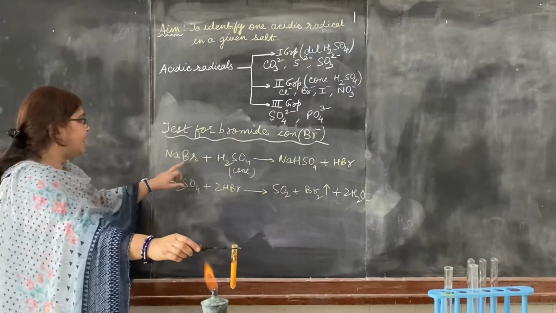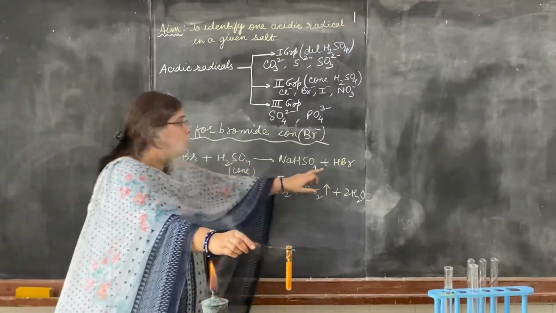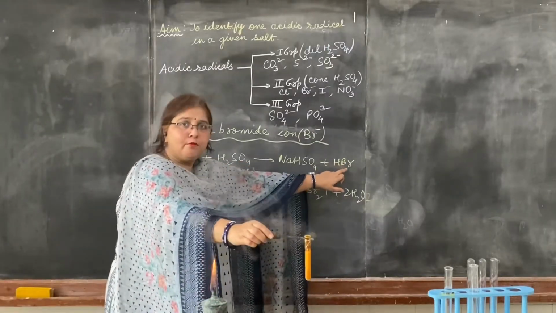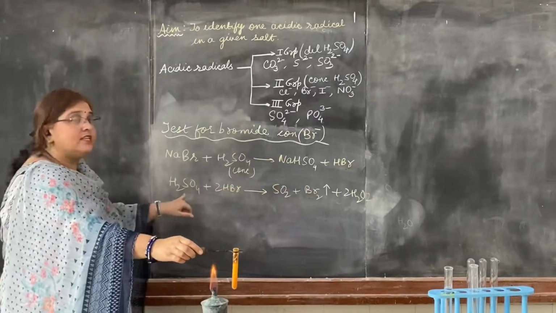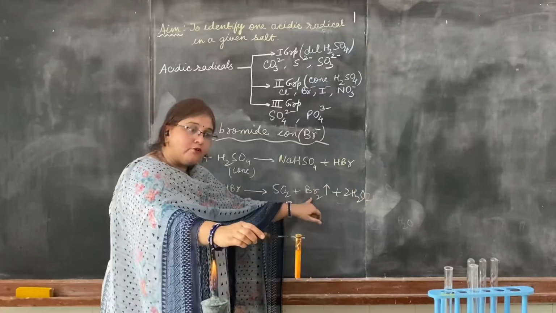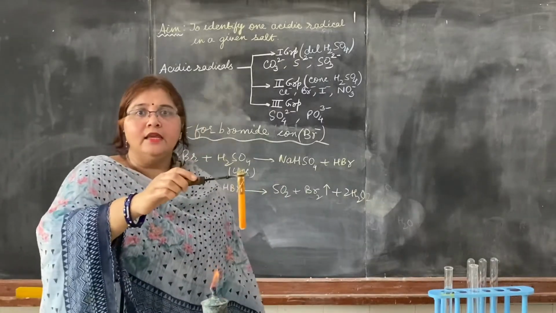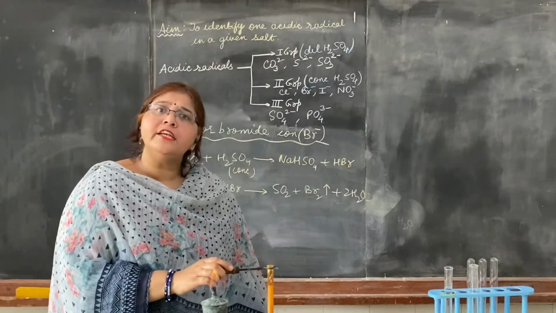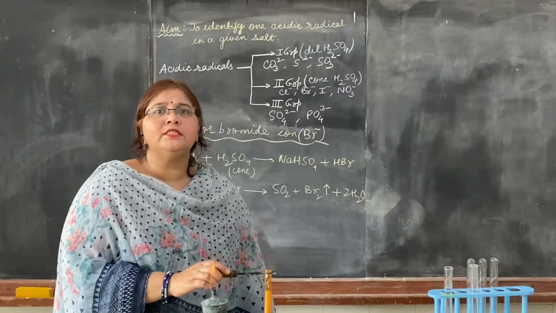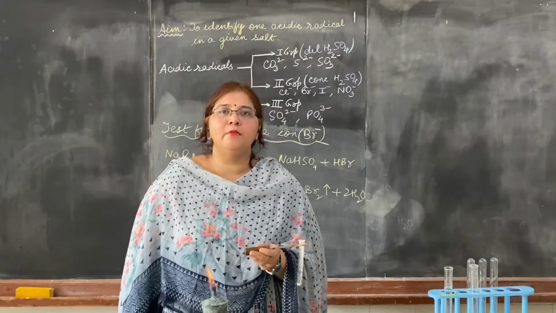What happens here? The salt reacts with the concentrated sulfuric acid to form hydrogen bromide gas, which again reacts with the sulfuric acid and bromine gas is evolved. So this is the preliminary test for the bromide ion. Now we will do the confirmatory test for the bromide ion, which is the layer test. Layer test for the bromide ion.